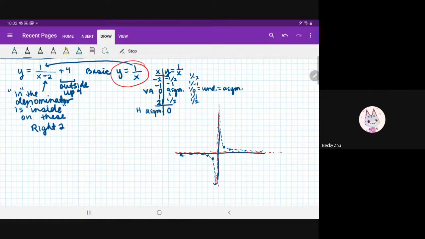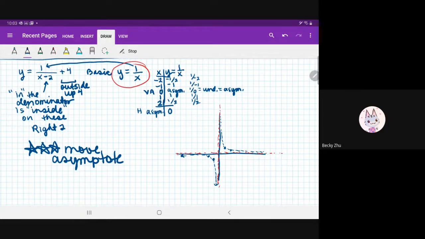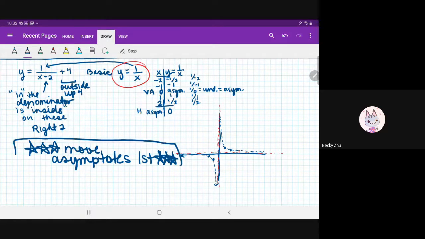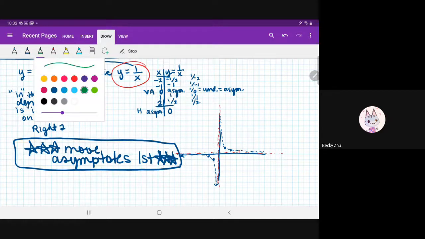Okay, now the key thing on these graphs is the asymptotes. So you're going to move the asymptotes first, and we did that when we were doing logarithm and exponential graphs as well. Moving the asymptotes provides the structure. And that's the part, along with the memorization, that gives you the best thing. So I'm going to graph my new asymptotes in, I guess green.